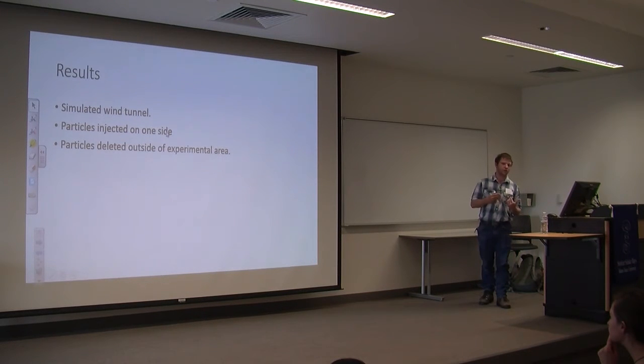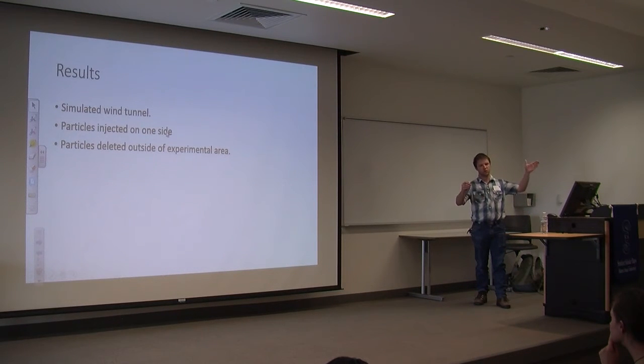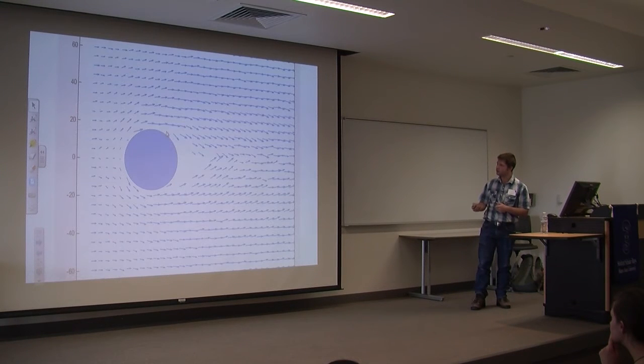So finally, the results of this were to get a simulation of a wind tunnel and see if we actually get fluid dynamic behaviors that we can compare to real-life phenomena. So for this simulation, the particles are injected in one side of a wind tunnel, and they have a velocity going down the tube, and as they come out the other side, they're deleted in order to save memory space. So this is the result of the experiment.